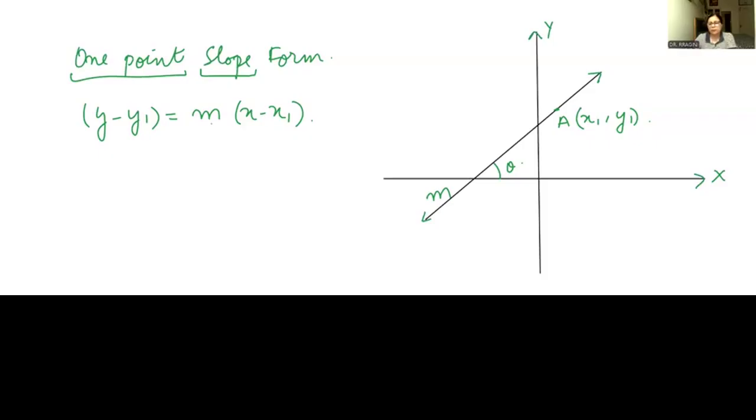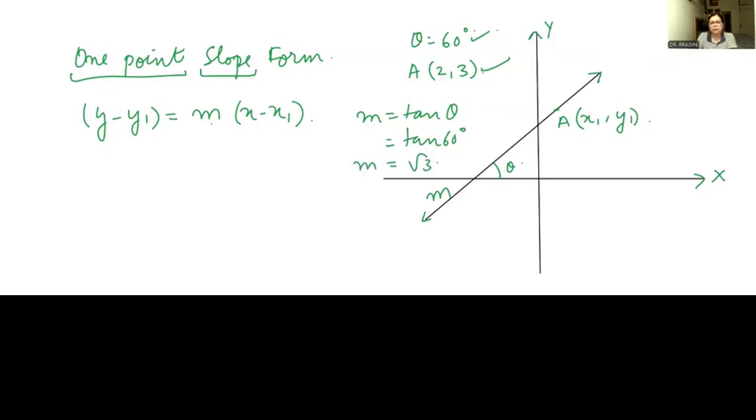Let me do one example here. Let's say the line makes an angle of 60 degrees with the positive direction of x-axis, and the line passes through the point (2, 3). Now the point is given and the slope is not directly given, but you can easily find the slope from here. So what is m now? m is tan theta. That means tan 60 degrees, which is √3. So the slope of this line is √3.